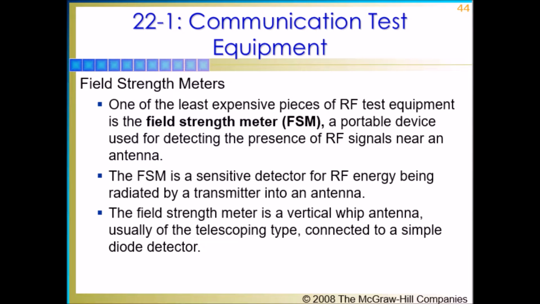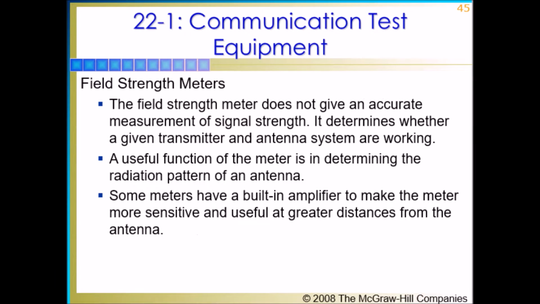Field strength meters. One of the least expensive pieces of RF test equipment is the field strength meter. It is a portable device used for detecting the presence of RF signals near an antenna. The field strength meter is a sensitive detector for RF energy being radiated by a transmitter into an antenna. It provides a relative indication of the strength of the electromagnetic waves reaching the meter. The field strength meter is a vertical whip antenna, usually the telescoping type, connected to a simple diode detector.